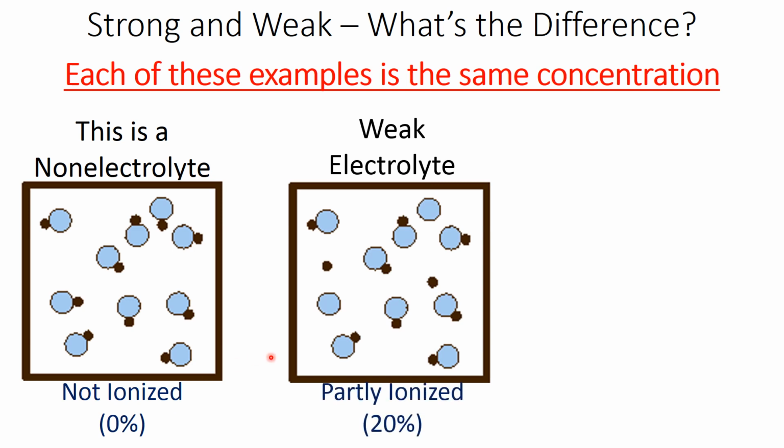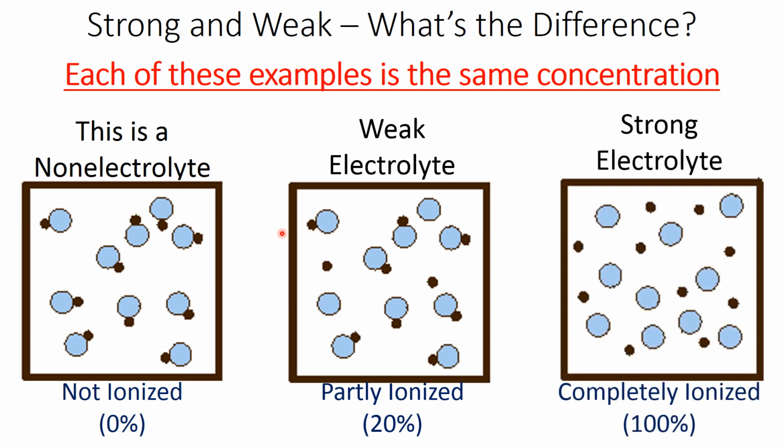We learned about weak electrolytes. I have the same 10 particles of material in here. They could be a salt or an acid or a base. But only 2 of the cations are free and 2 of the anions are free. The other 8 are still bonded. So essentially 20% in this drawing here has been ionized and the other 80% is not. This is considered a weak electrolyte, even though it's the same concentration as the non-electrolyte here.